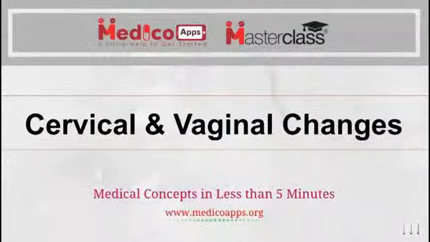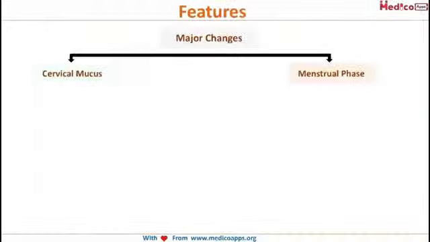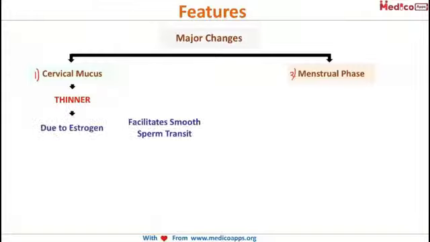Now let's understand the cervical and vaginal changes during the menstrual cycle. Coming to the cervical changes, first one we are looking at is the cervical mucus and how it changes, and the next will be the changes that occur during the menstrual phase. The cervical mucus is thinner due to estrogen, right? Because it has to permit the smooth transit of the sperms for fertilization, right? That is why in the first half of the cycle, the cervical mucus is thin, right? And it is the thinnest during the time of ovulation, okay?